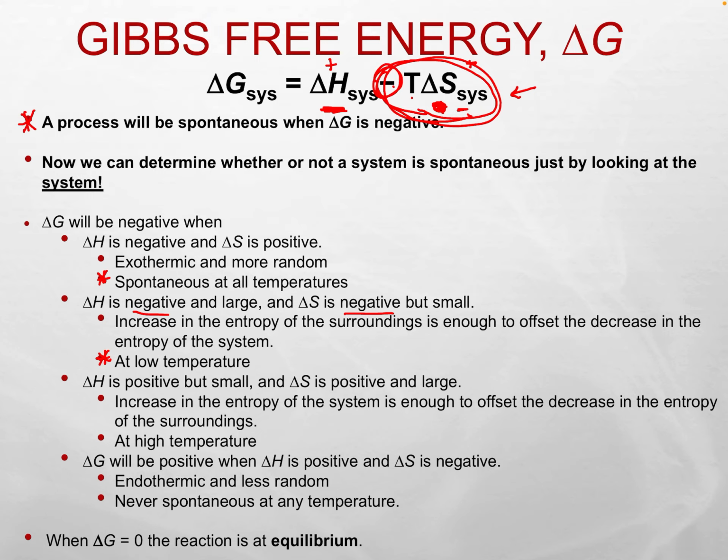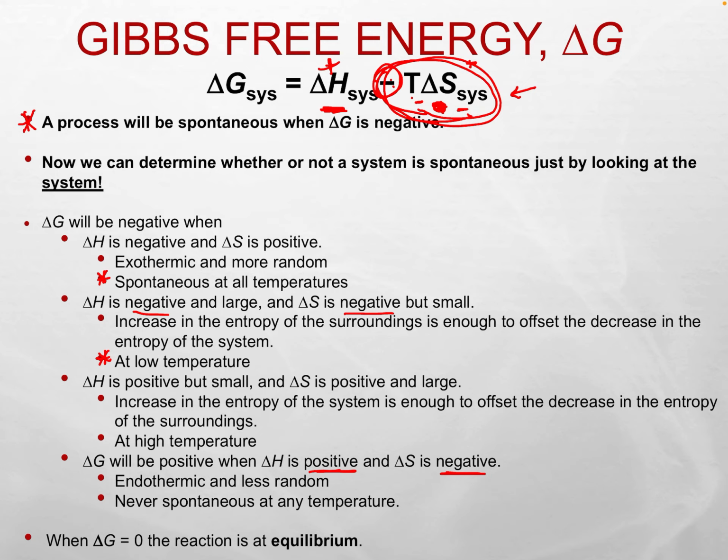Then, not if they're both positive. If delta H is positive and delta S is negative, then there is no way that this will ever come out negative, right? If this is positive and we have a negative here, and so a negative times a negative makes this whole thing positive, then delta G will always be positive, which means it will never be spontaneous at any temperature.